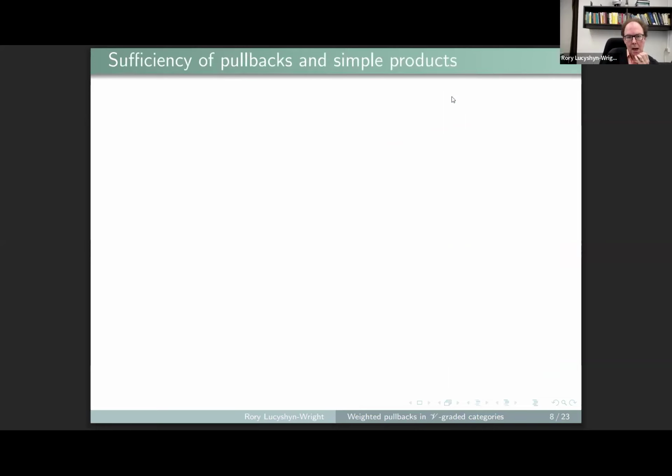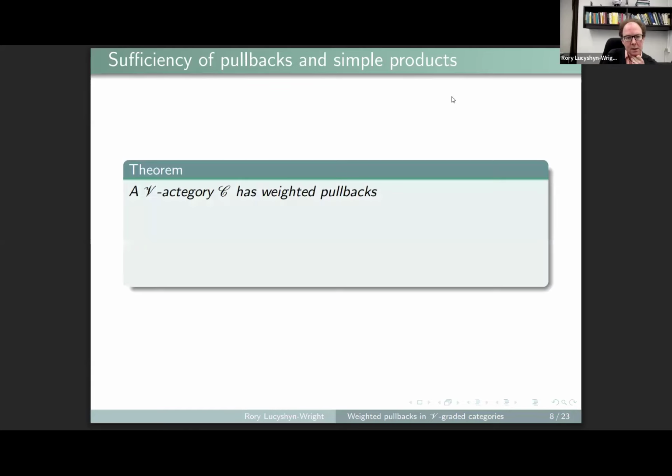Okay, now here's a general theorem about the sufficiency of pullbacks and simple products for forming weighted pullbacks. A V-actegory has weighted pullbacks if and only if it has pullbacks, ordinary pullbacks, and simple products. Recalling that simple products are also a special case of weighted pullbacks.